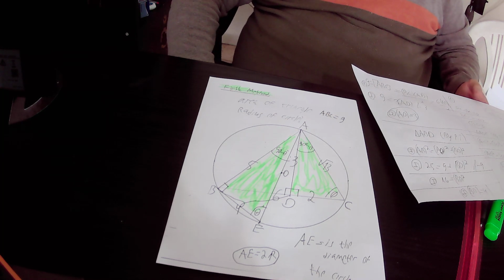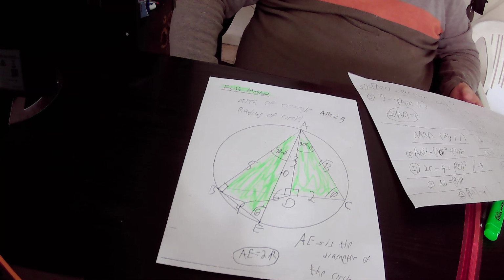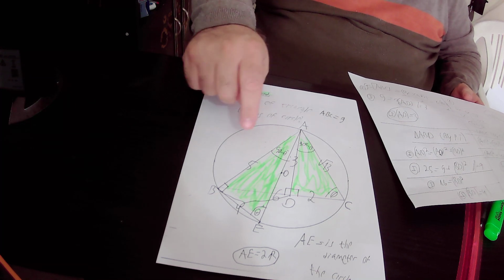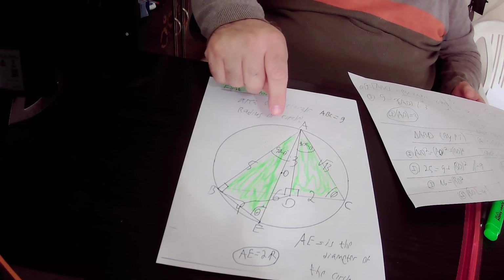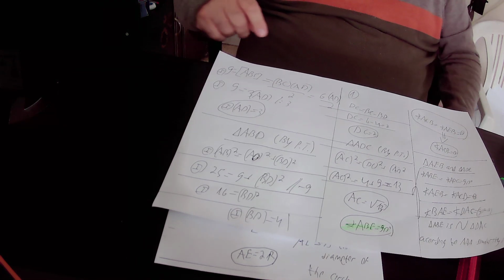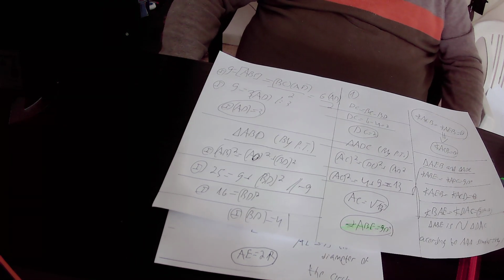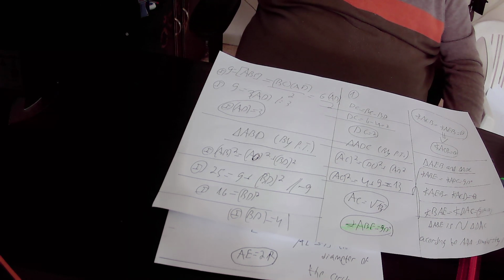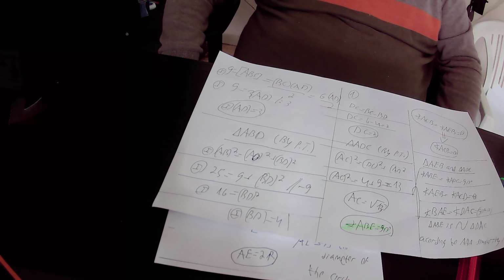On the right triangle ABD, the square of the hypotenuse equals the sum of the squares of the perpendiculars, according to the Pythagoras theorem. That is to say, AB square equals AD square plus BD square. AB equals 5, so AB square is 25. That is equal to AD square. AD is 3, so AD square is 3 squared, that is 9, plus BD square.